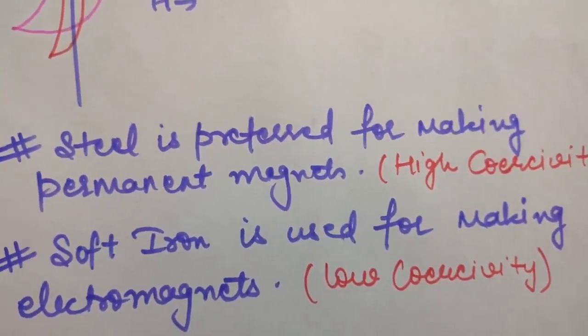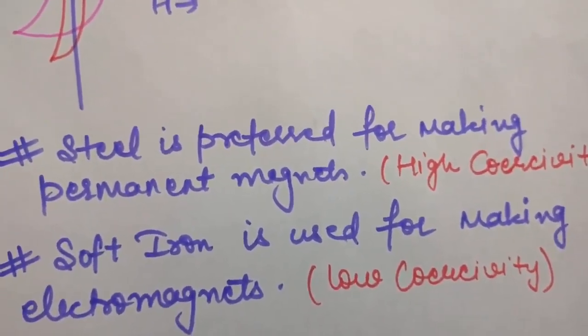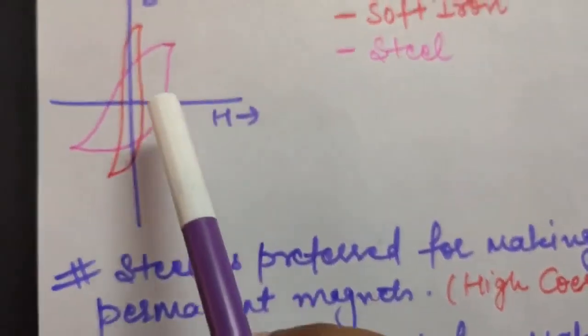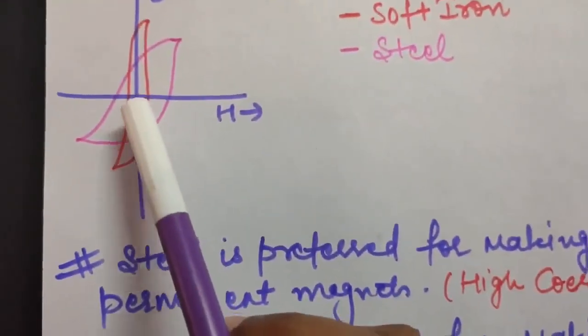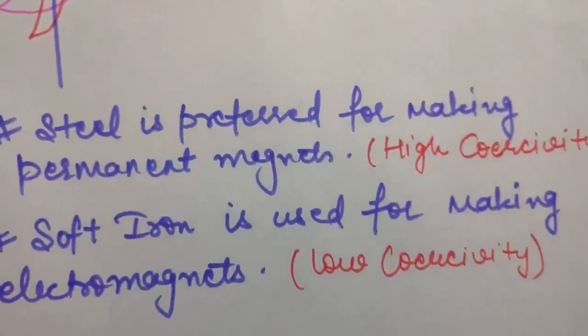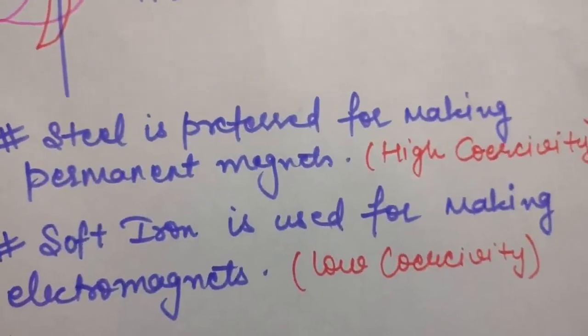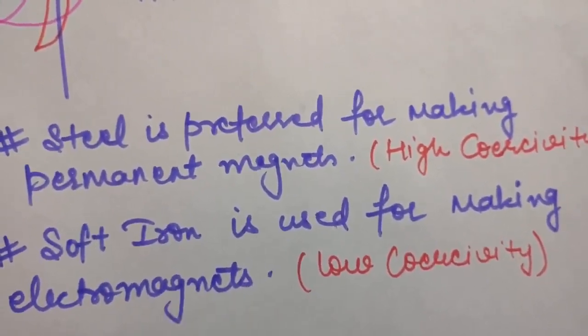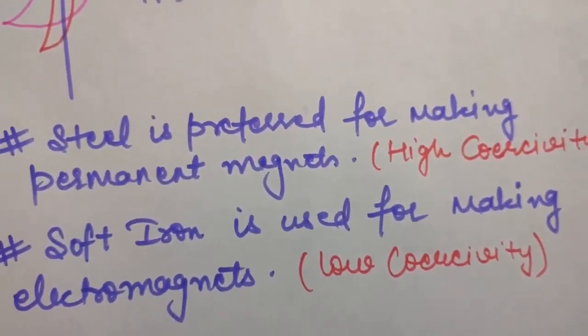Next is soft iron, which is used for making electromagnets. This is because, as you know, it has low coercivity. As we have seen here, it has low coercivity. That means as soon as the current is stopped, B will reduce to 0. Therefore, it is used as an electromagnet, and steel is preferred for making permanent magnets.